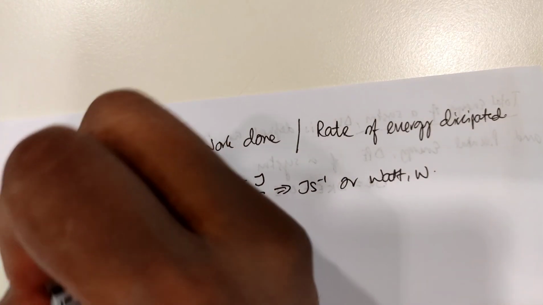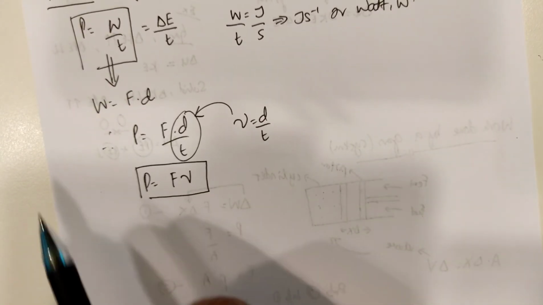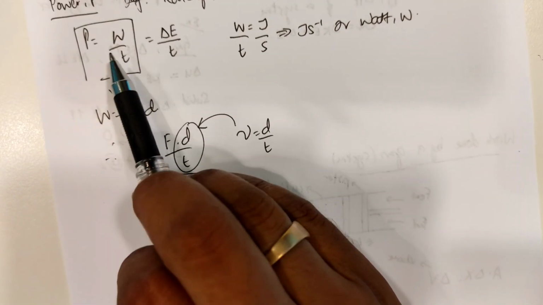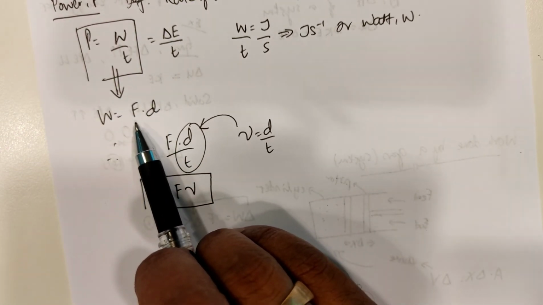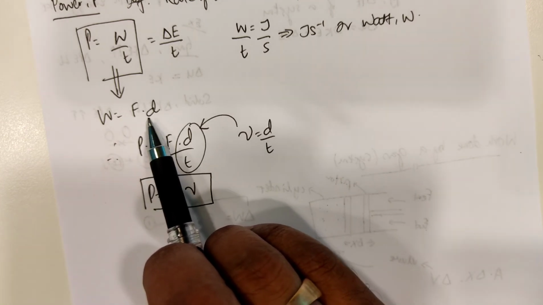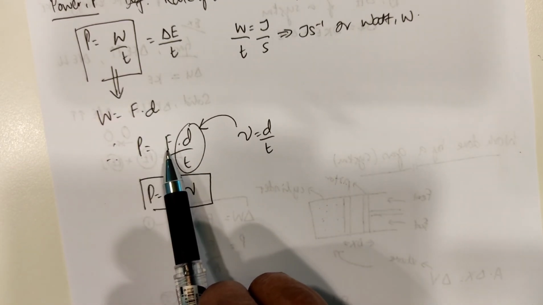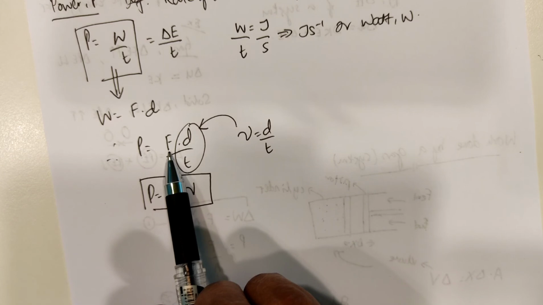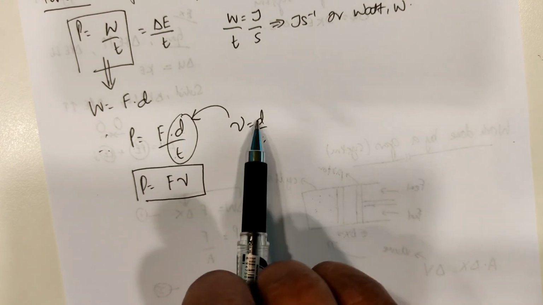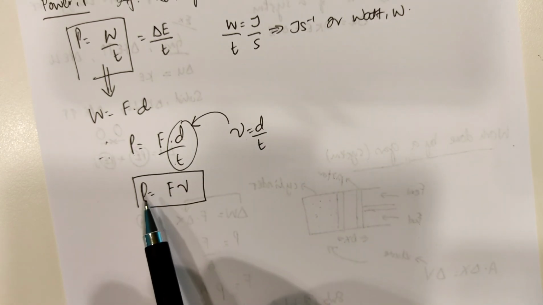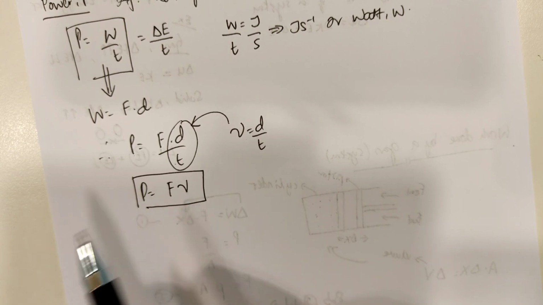Now from the equation power equals work over time, we know that work equals the product of force and displacement. So we substitute this into the equation: power equals force times displacement divided by time, and velocity equals displacement over time. So we can represent power in this formula as well: power equals the product of force and velocity.